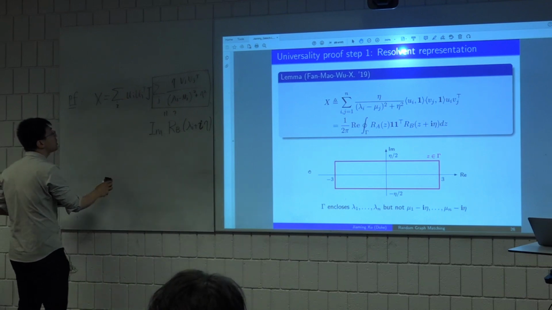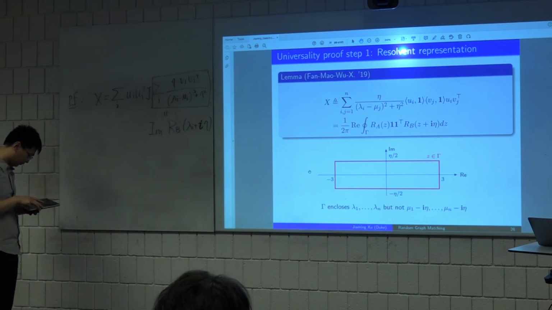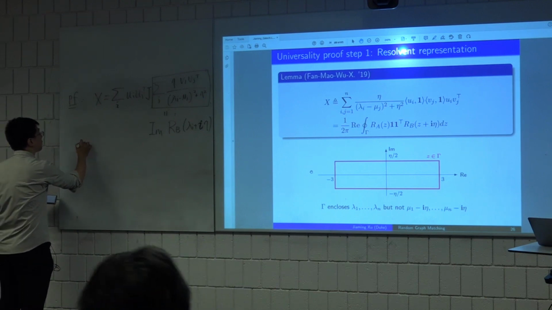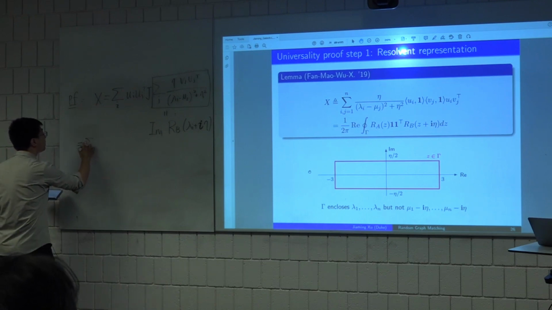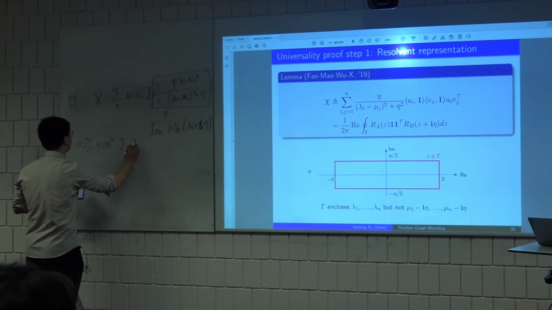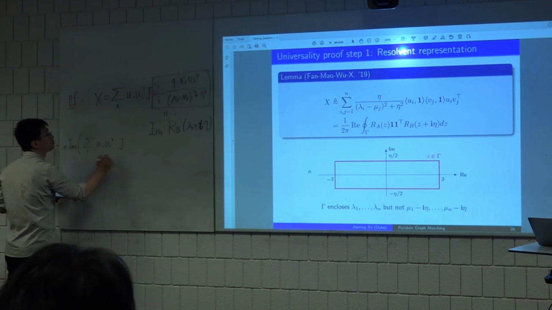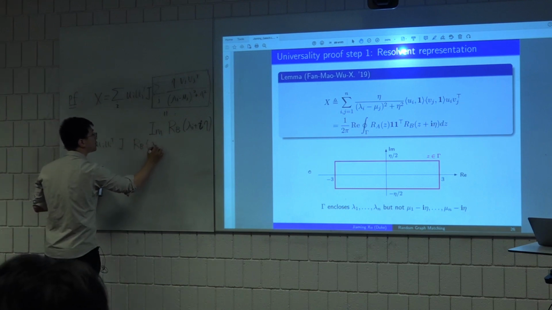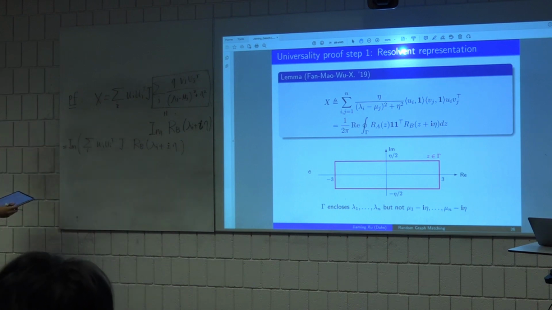And now, once I have that, then I can plug this into here, right? Okay, so now I can rewrite this as the sum over i, u_i transpose, and then the imaginary part, so let me put this outside, from R_B at lambda_i plus i eta. Okay.